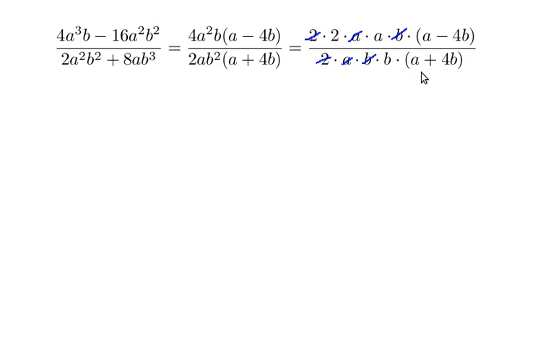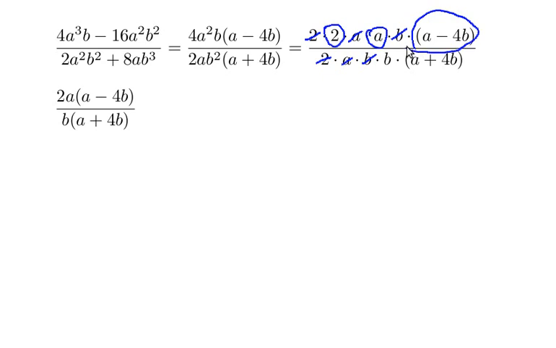Okay, now one of the reasons why I did this was to show you what's going to be kind of a shortcut. Now I'll go ahead and on the next line write out the simplified form of this once we take out all the common factors. So we'll have 2a times a minus 4b on the top and b times a plus 4b on the bottom. And this is just what's left over. We have a 2 left over, which is where we got this 2. We have an a left over, which is where we got this a, and the a minus 4b. And then down here we have a b left over, which is where we got this b, and an a plus 4b, which is where we got the a plus 4b.